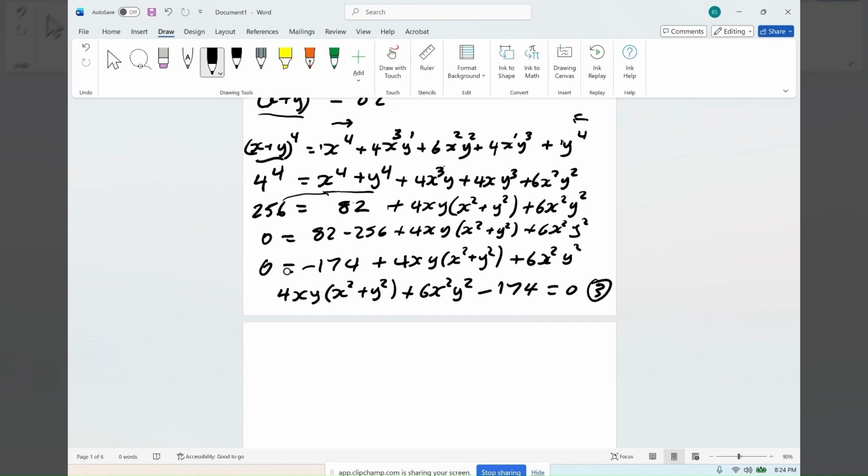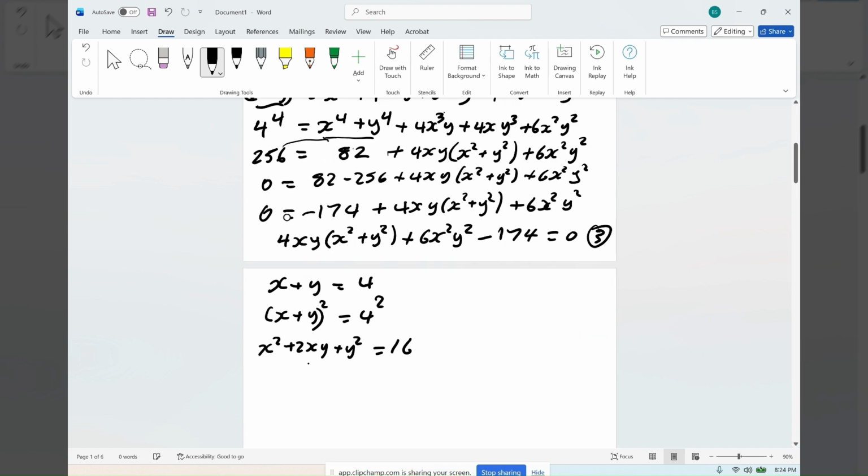Now, from equation number 2, where x plus y is equal to 4, if we square both sides, we have x plus y squared is equal to 4 squared. That becomes x squared plus 2xy plus y squared is equal to 16. And let's take this term and bring it on the other side. We have x squared plus y squared is equal to 16 minus 2xy. So this is equation 4.